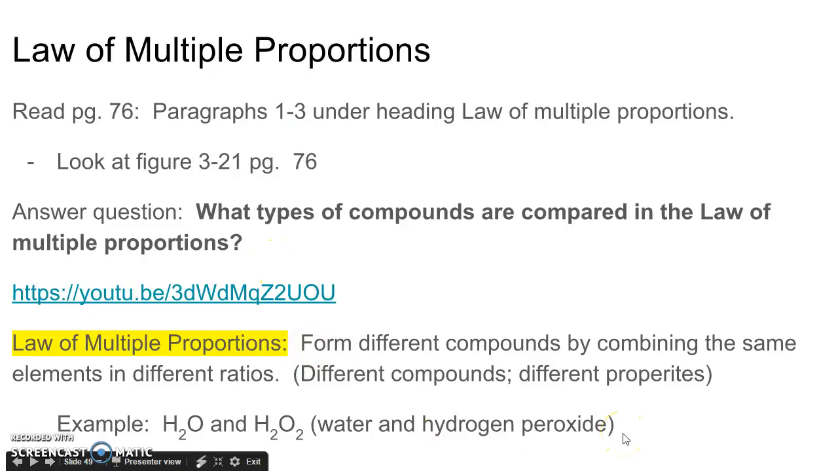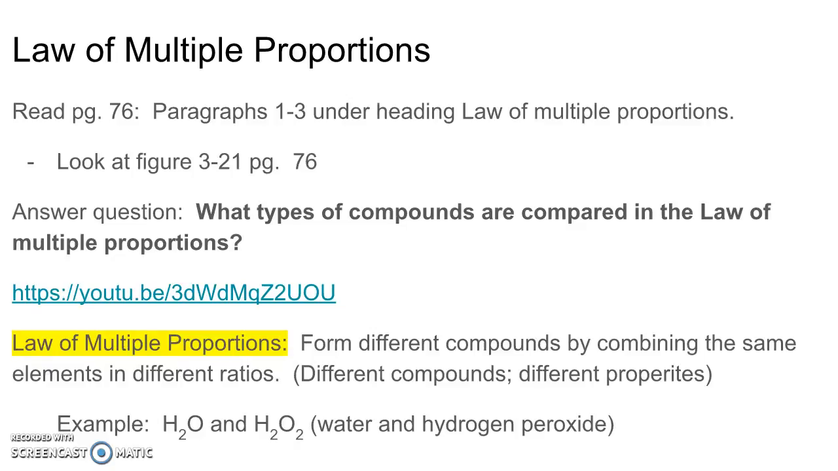The law of multiple proportions just simply says you can form different compounds by combining the same elements in different ratios. Different compounds, different properties. This is how you can take carbon monoxide and carbon dioxide, which both have carbon and oxygen in them, but they've combined in different ratios to form different compounds. I've given you the example here of water and hydrogen peroxide. Two very different compounds with very different properties. One of them sustains life. One of them is actually poisonous.